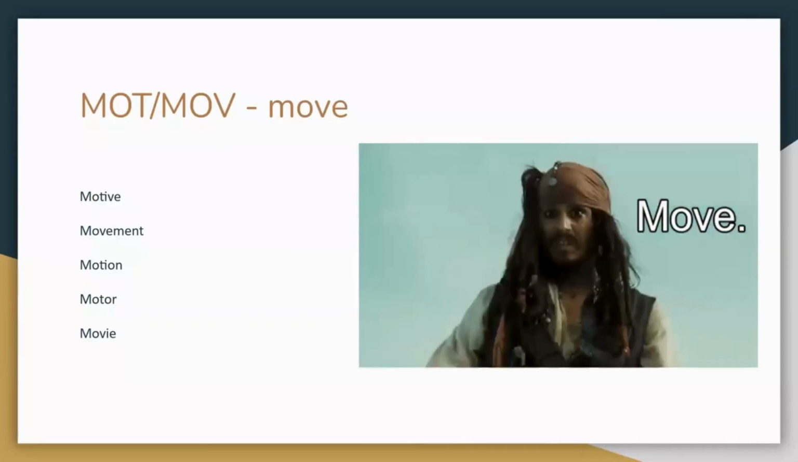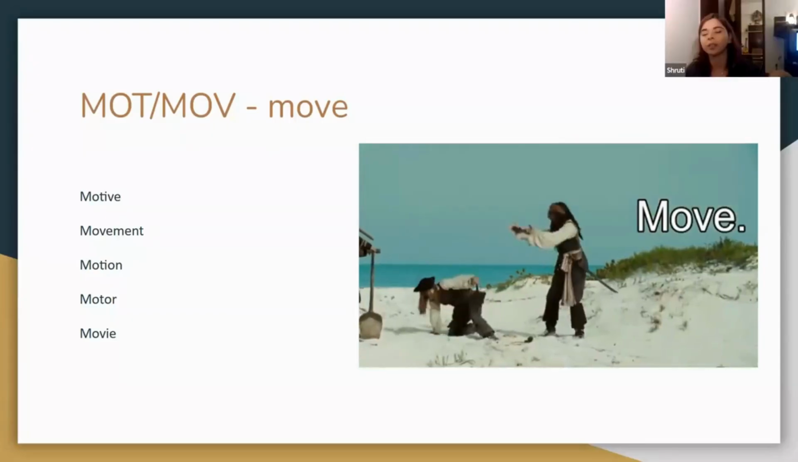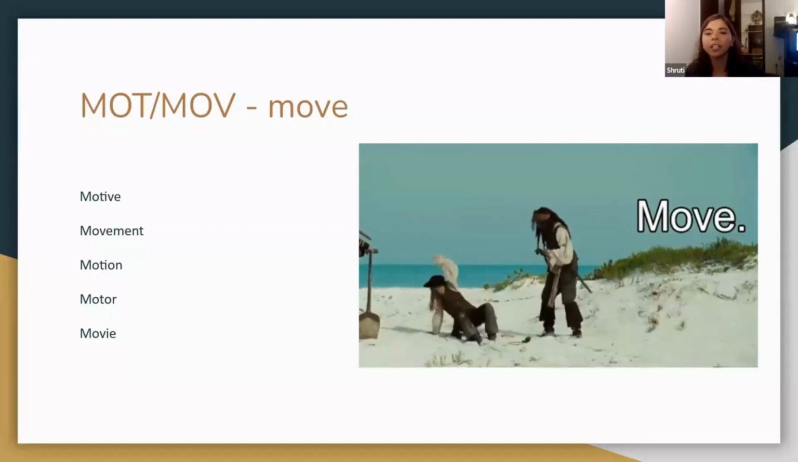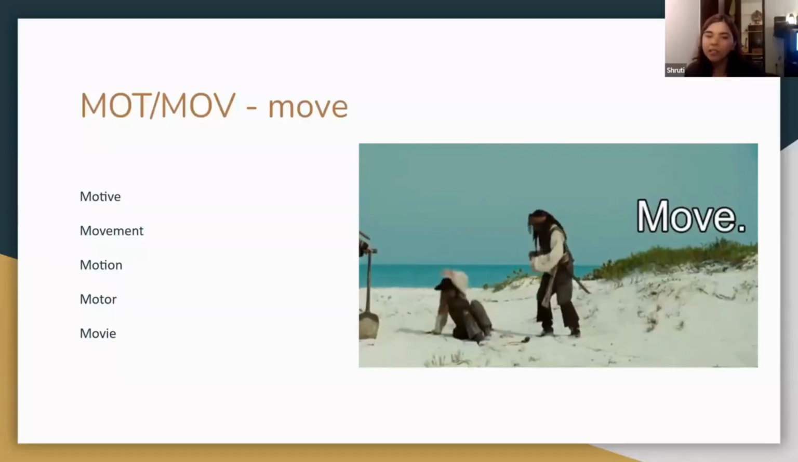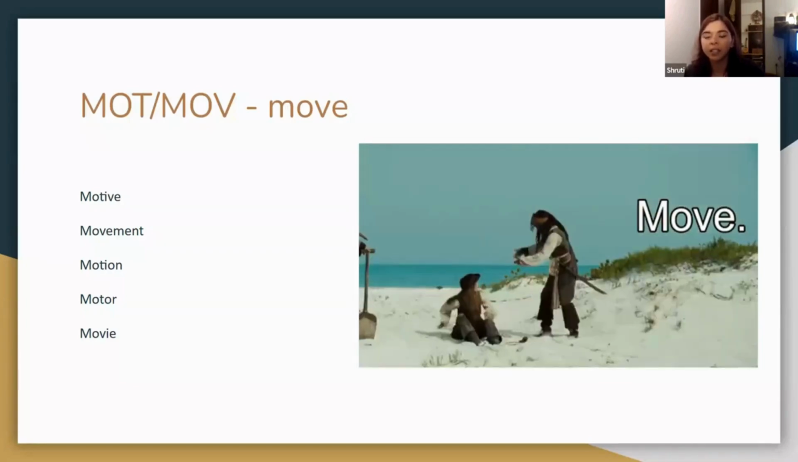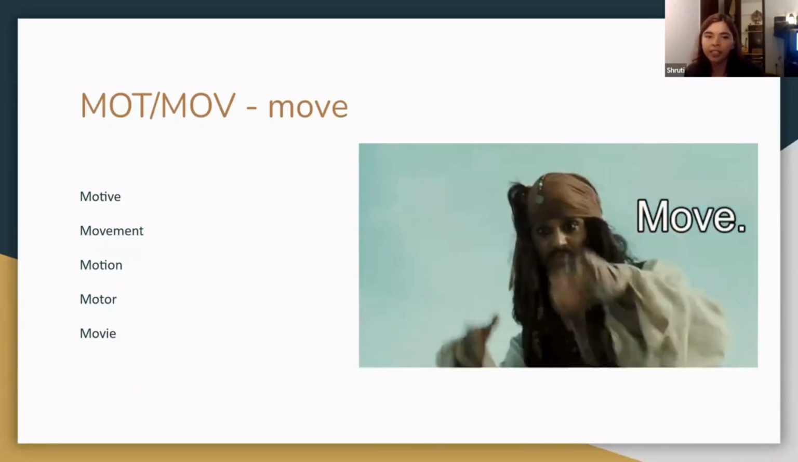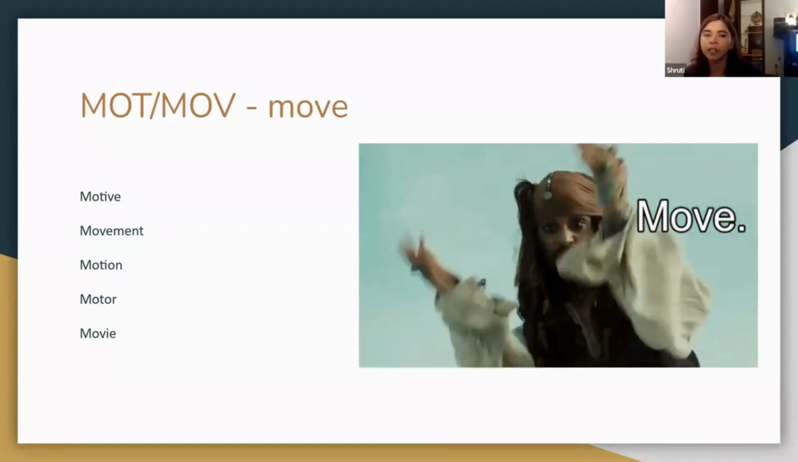Ma'am, what about motor? Motor, okay. When you talk about motor, OR is a suffix, which basically enhances the first part. So something that makes an object move is a motor. So that is how motor is.